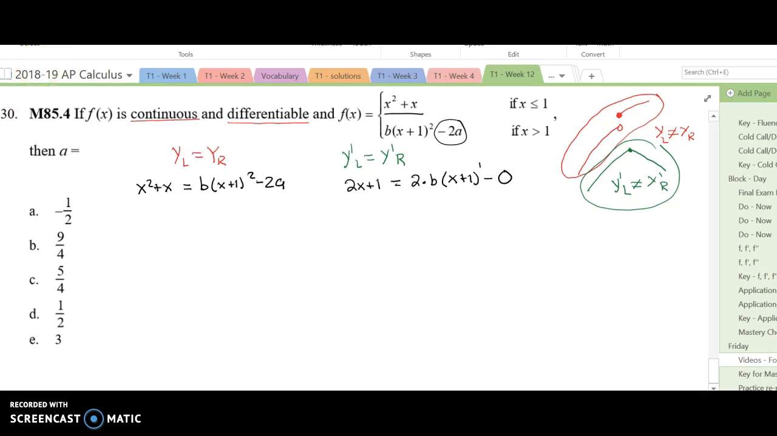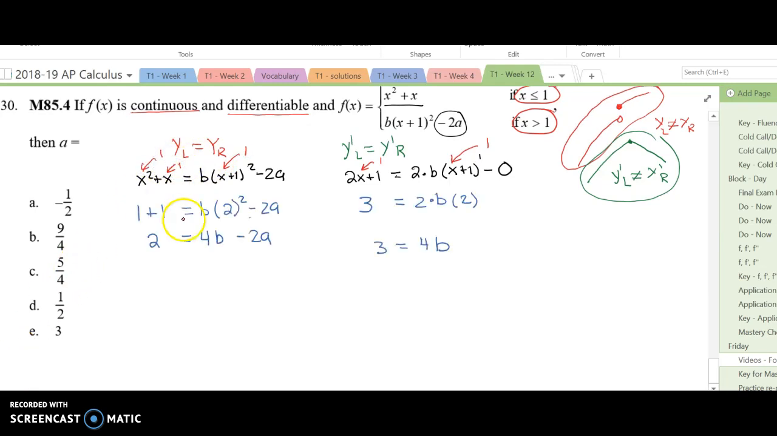Because we want this to be continuous and differentiable at 1, I'm going to plug 1 in for each of my x's. After I plug in 1 everywhere and simplify, I run into one equation and two unknowns. But when I keep going with the derivatives equation, I can see that b is equal to 3/4. So that will then help me solve the second equation, because I can plug in 3/4 here and have 2 equals 4 times 3/4. Of course, that's 4 over 1, minus 2a.